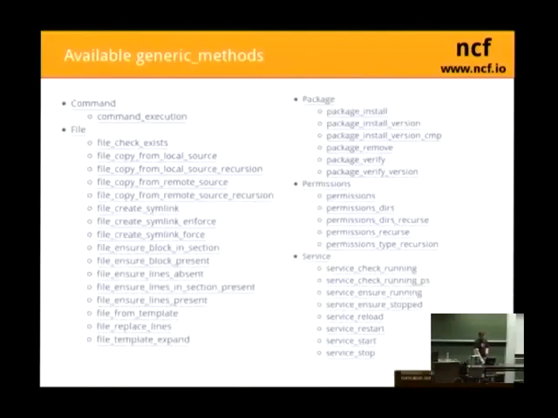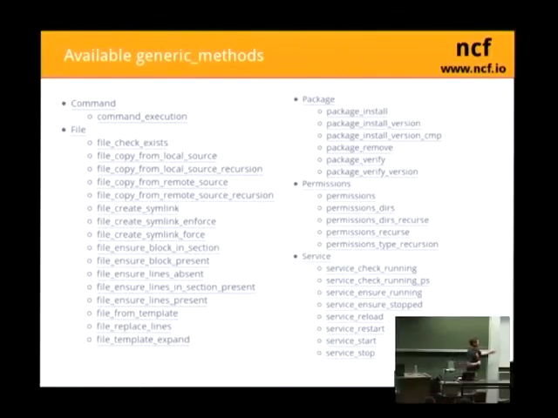This is a quick list of some of the generic methods that are available already. There's huge numbers of them because we've tried to keep it simple. So if you look at the package ones we've gone through, package install, version, compare. They all do the same thing. They actually all call the same code in the end, but you can call a simpler version to get simpler code to write.